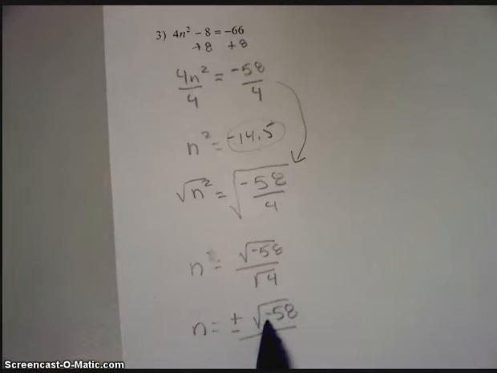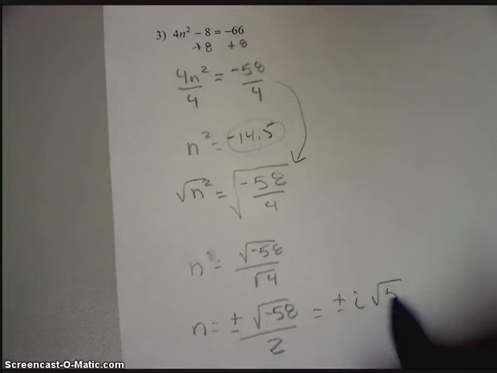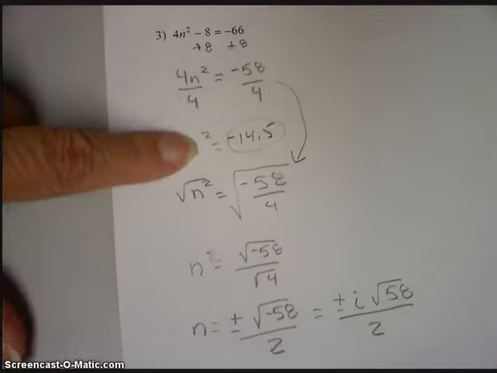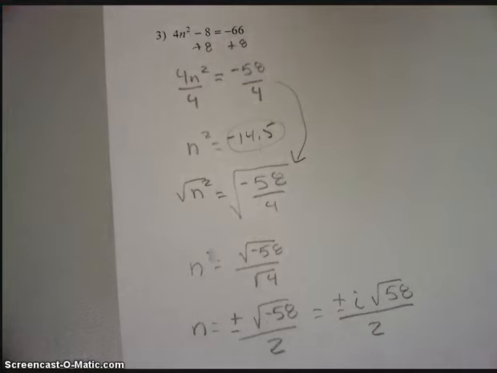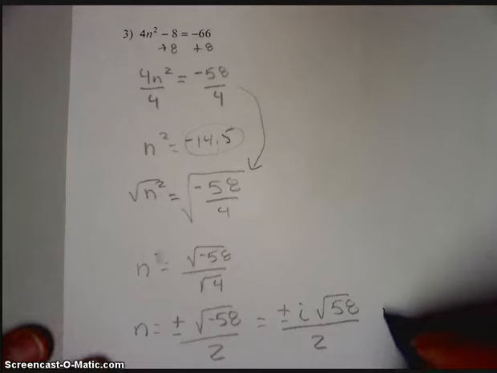But remember, when we have a negative in here, we know that that's going to become plus or minus i radical 58 all over 2. We already know that 4 doesn't divide evenly in this, and there's no other perfect squares that go into 58, so we would leave it like this. Also remember, when you have the negative in the radical, that this becomes an imaginary solution also.